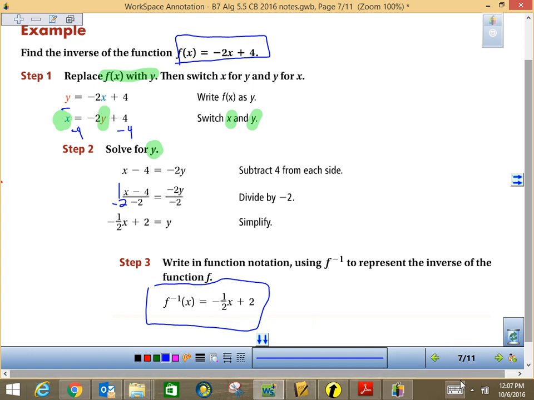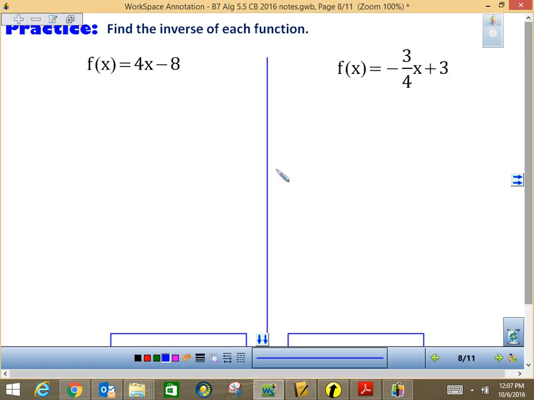There is at least one of these on your test on Monday. Okay? So we're going to do these two together. First thing we're going to do is rewrite the equation with y equals 4x minus 8. Next step, change the y to an x, change the x to a y.